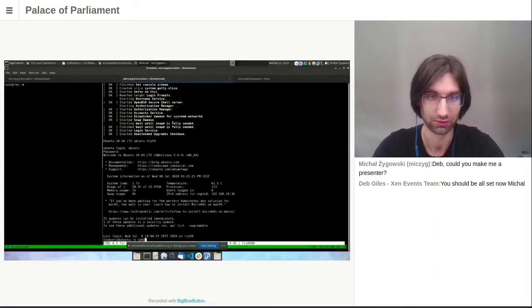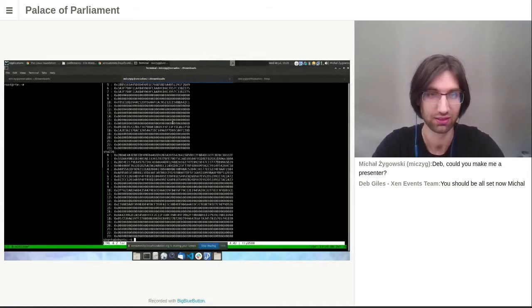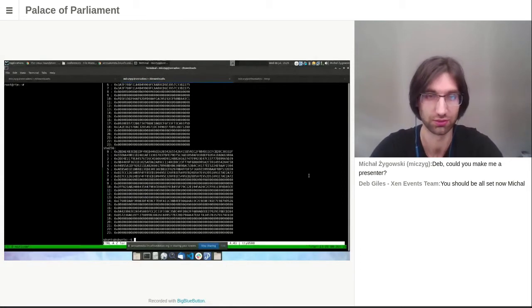So I'll show you that DRTM PCRs are really extended. So here we have the DRTM PCRs. They are PCRs from 17 to 22. And we see that 17 and 18 are extended. And these are the PCRs I have sealed the secrets to. So let's generate the quote now.